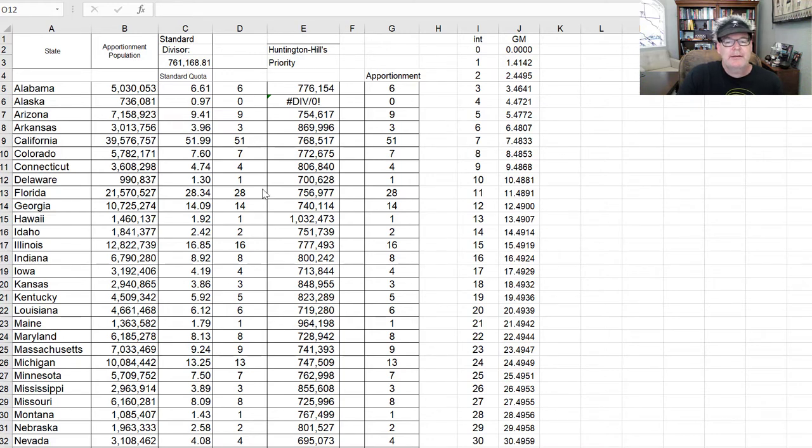So every state got its lower quota, and now I divide to find its priority. If this is where the state is at, you take the state's population and divide by the square root of this number times the next integer higher. So 6 times 7, 42, divide by square root of 42. This population divided by that gives me that number, and so on.